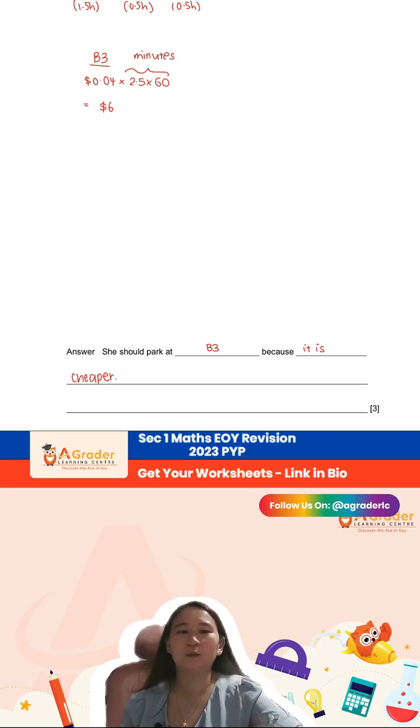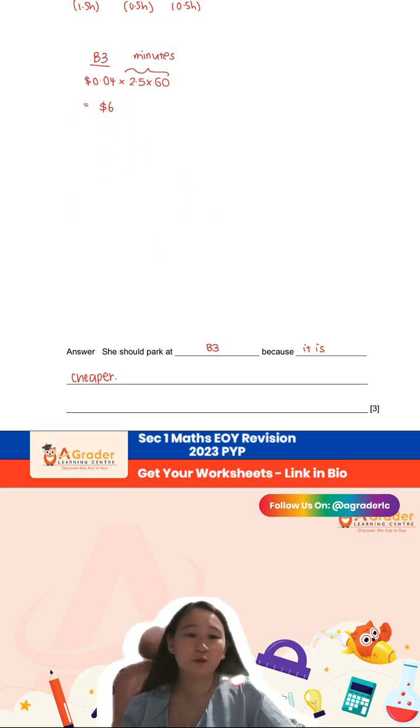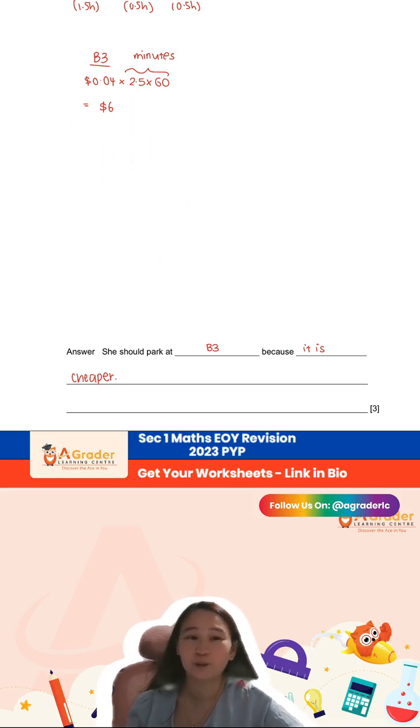Cube numbers are like 1 to the power of 3 is 1 times 1 times 1. So 1 is a cube number. Then 2 times 2 times 2 is 8. 8 is also a cube number. 3 times 3 times 3 is 27. So 27 is also a cubic number. And so on.